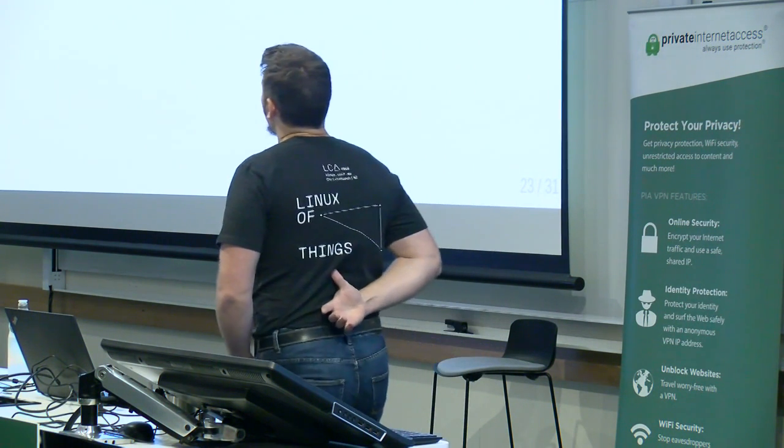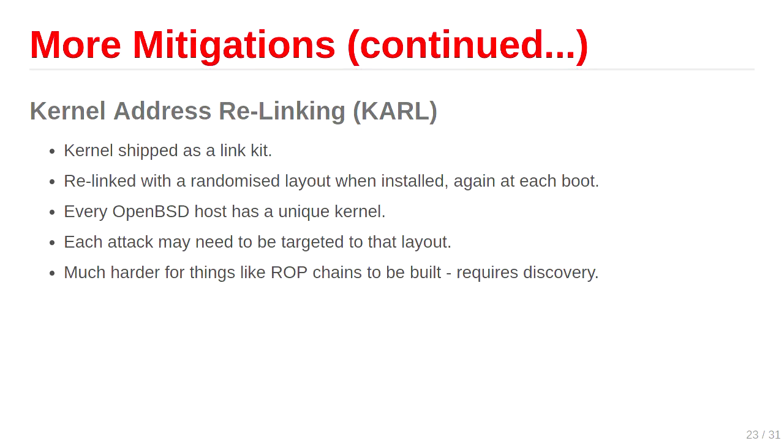A more recent one, in order to avoid having kernel information or code placed always in the same place, the kernel's now shipped as a link kit. Basically, at installation time and again at each boot, the kernel is relinked with a randomized layout, and this means that every single OpenBSD host happens to be running a unique kernel.